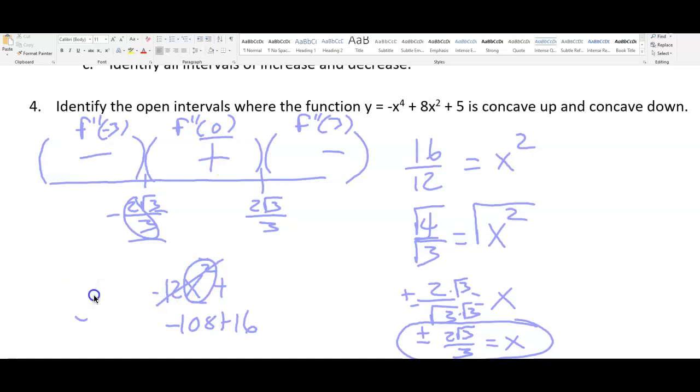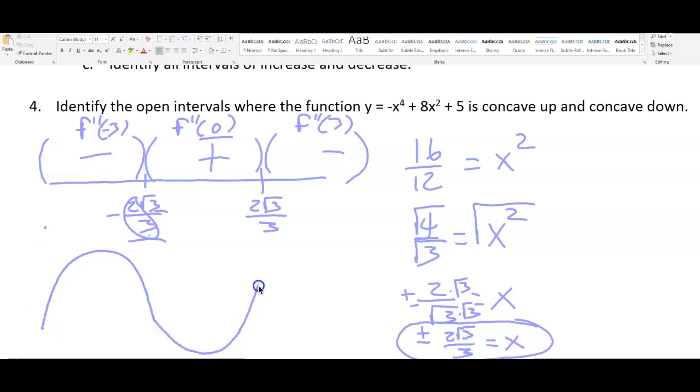So what that means then is from negative infinity up to the first point of inflection, we have a concave down function. After that, we have a concave up function. And then after that, we have concave down again, where these points in the middle where the concavity changes are points of inflection, and that's what those are. Okay? And so identify the open intervals where the function is concave up and down. So here's how we would write our final answer.